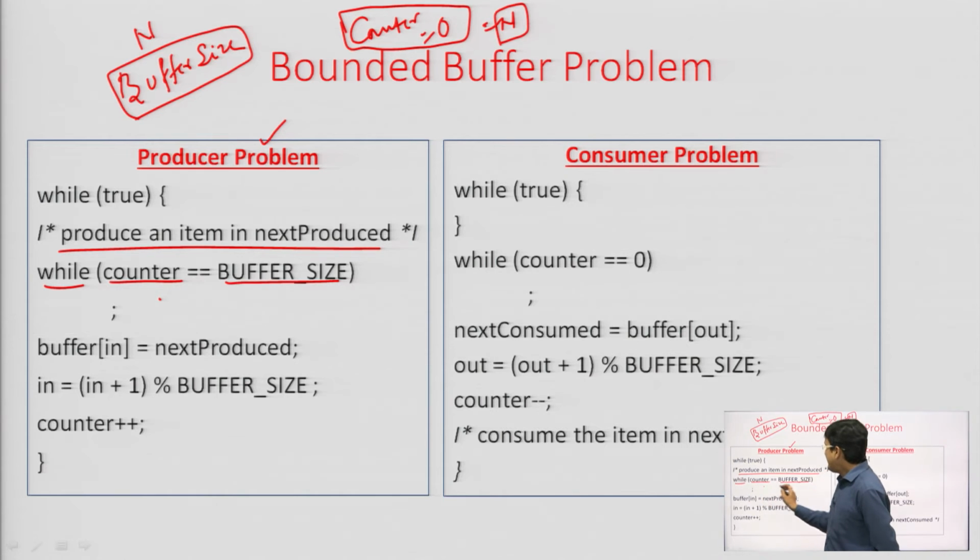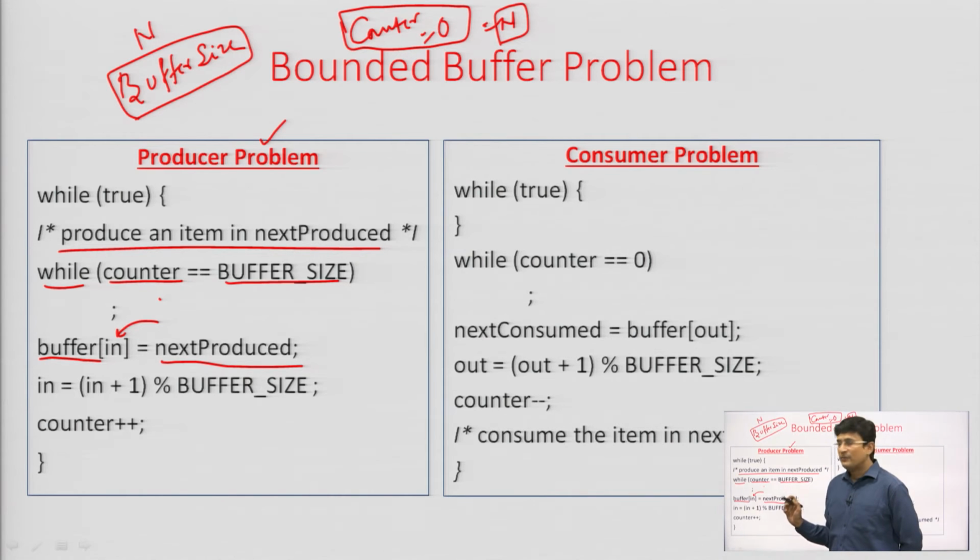Let us say the counter is not equal to buffer size, the counter is less than buffer size. If the counter is less than buffer size, then in the buffer array, at the in index, we are going to put the item produced. So, buffer is an array, and at the in index, we are going to put the produced item.